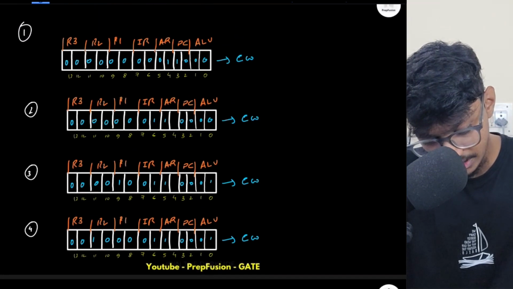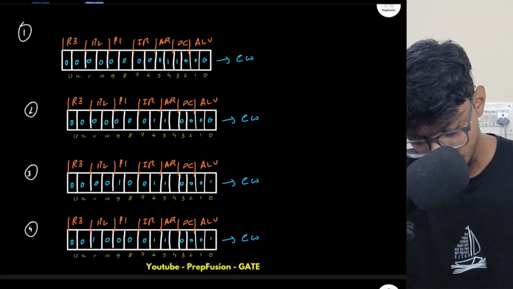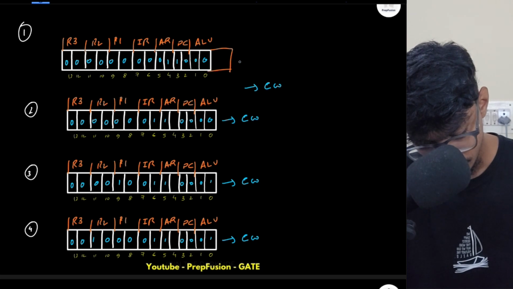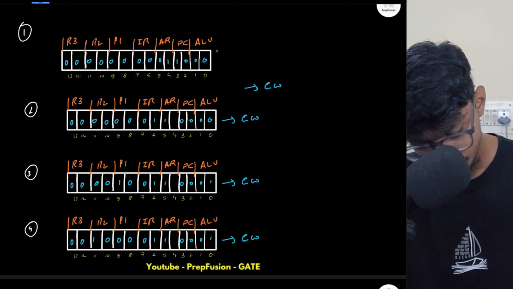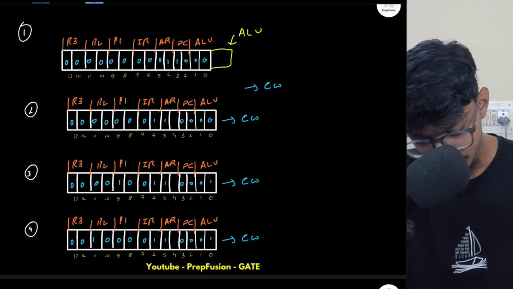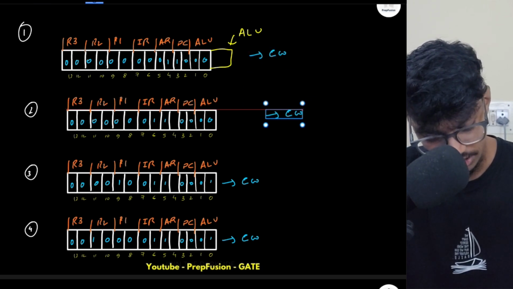So of course there will be an ALU opcode. The control word will also consist of an opcode here. This will be the ALU opcode, and there will be a provision for it. I am just not showing it here, to reduce complexity.